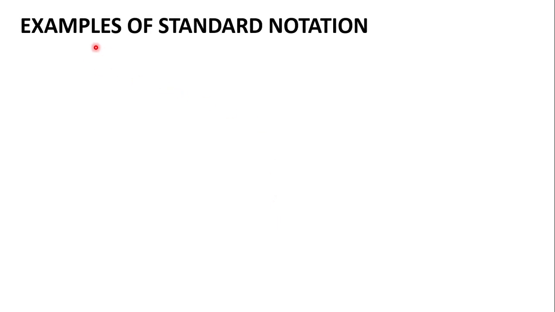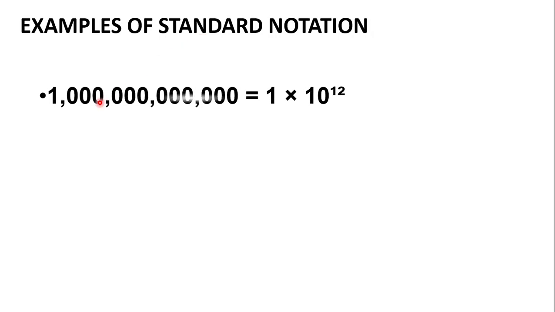Some examples of standard notation, also called scientific notation, in physics. Numbers such as 1 billion is written as 1 times 10 to the power 12. Check that this number has 12 zeros.